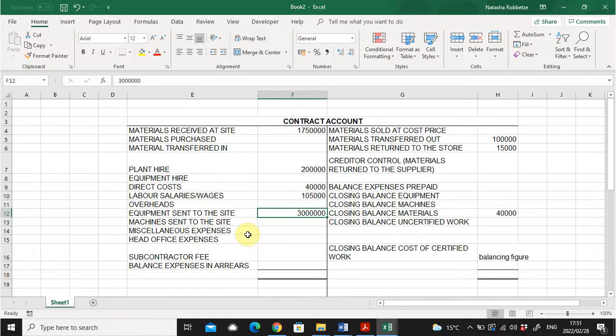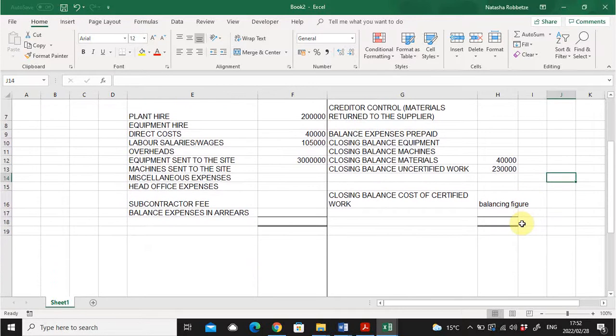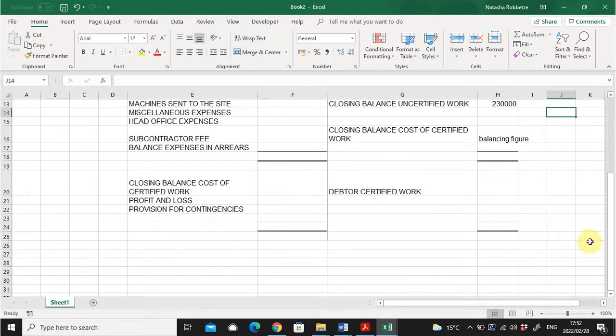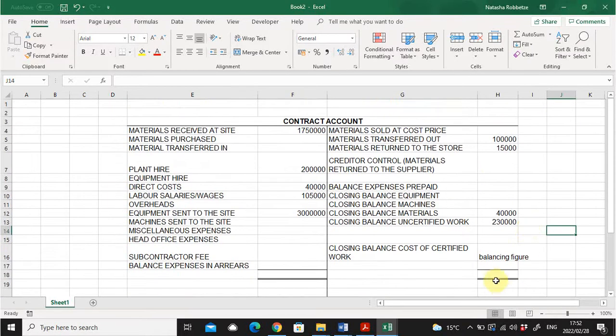The next line item on question 1 is the balance of the work not yet certified. So there's the closing balance of work uncertified, 230,000. Then the next item I see is cash received from the client. Right, so cash received from the client is going to go here, the last bit of the account, whereby the debtor certified work. So I'm just first going to finish the first items that we need to get a balancing figure for, and then I will continue to explain the next part.